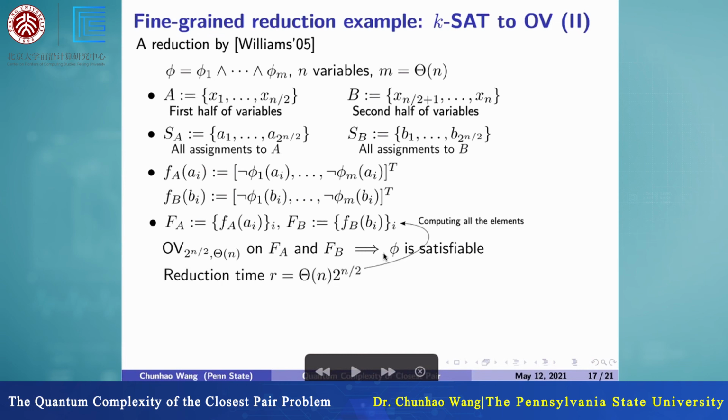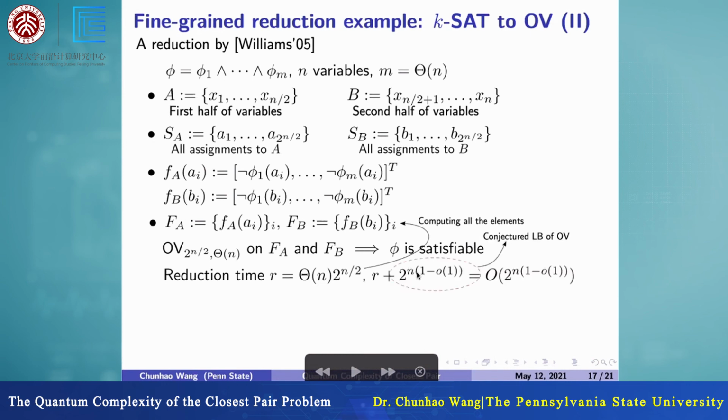So what's the reduction time here? Here we reduce this k-SAT to orthogonal vectors. The bottleneck is that we need to compute all the elements of capital FA and capital FB. So the reduction time is huge, it is theta of n times 2 to the n over 2.